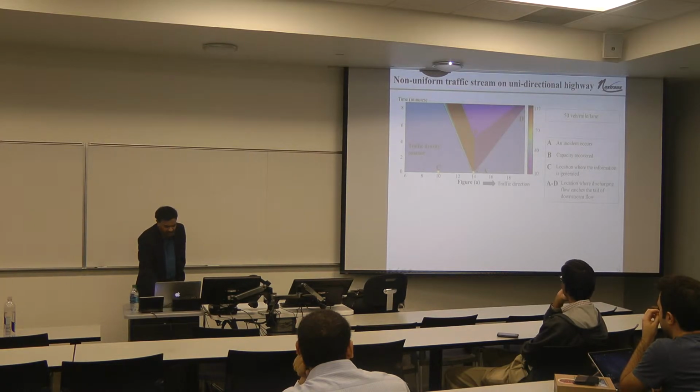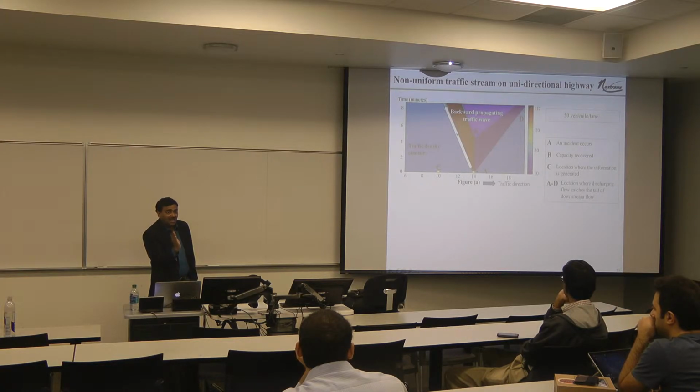And then what you start seeing here is that there's a backward propagating traffic wave. As a result, the density becomes close to jam density here. So over time, you're having a lot of congestion upstream of the incident, and downstream of the incident, there are hardly any vehicles. As a consequence, the density goes to zero. So that's what you're seeing. There's a space-time diagram.